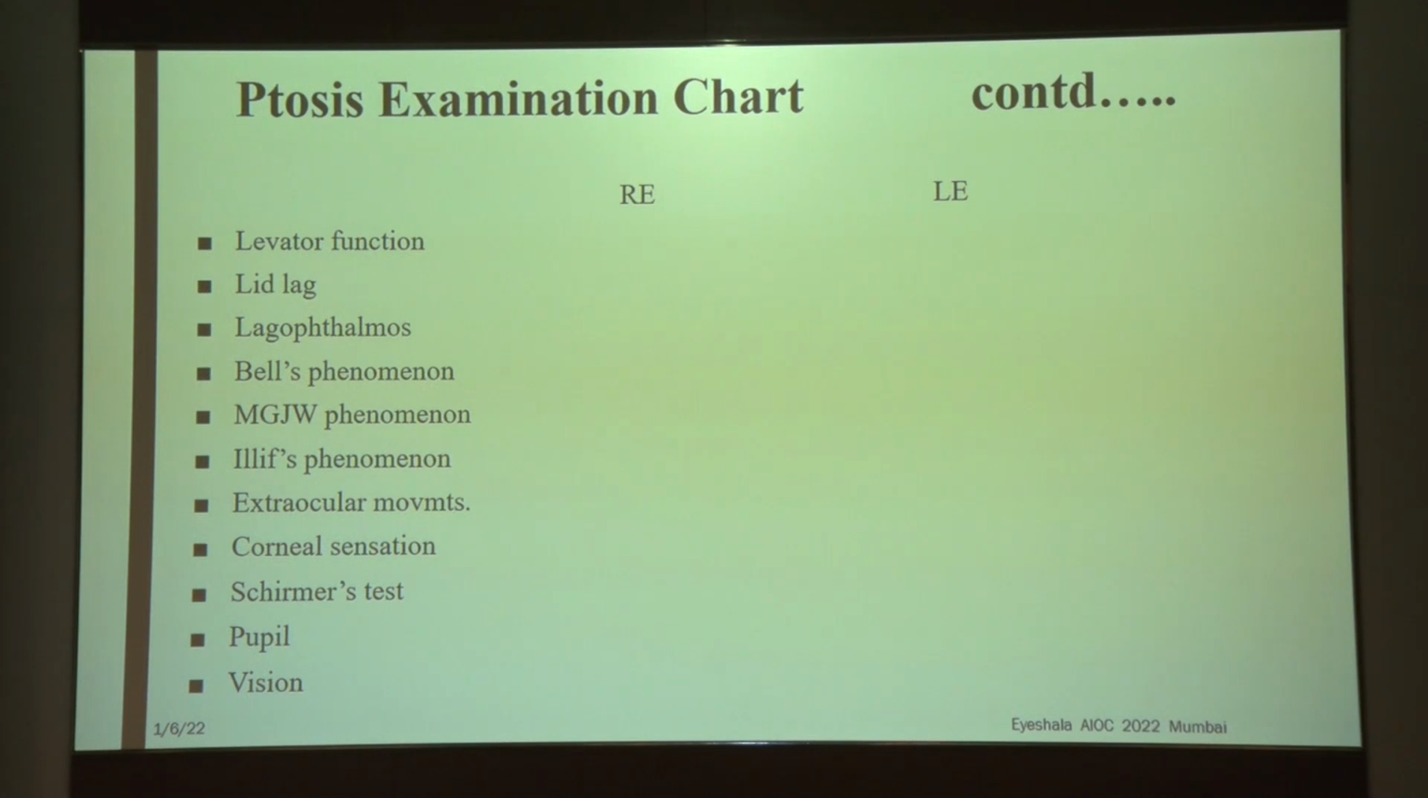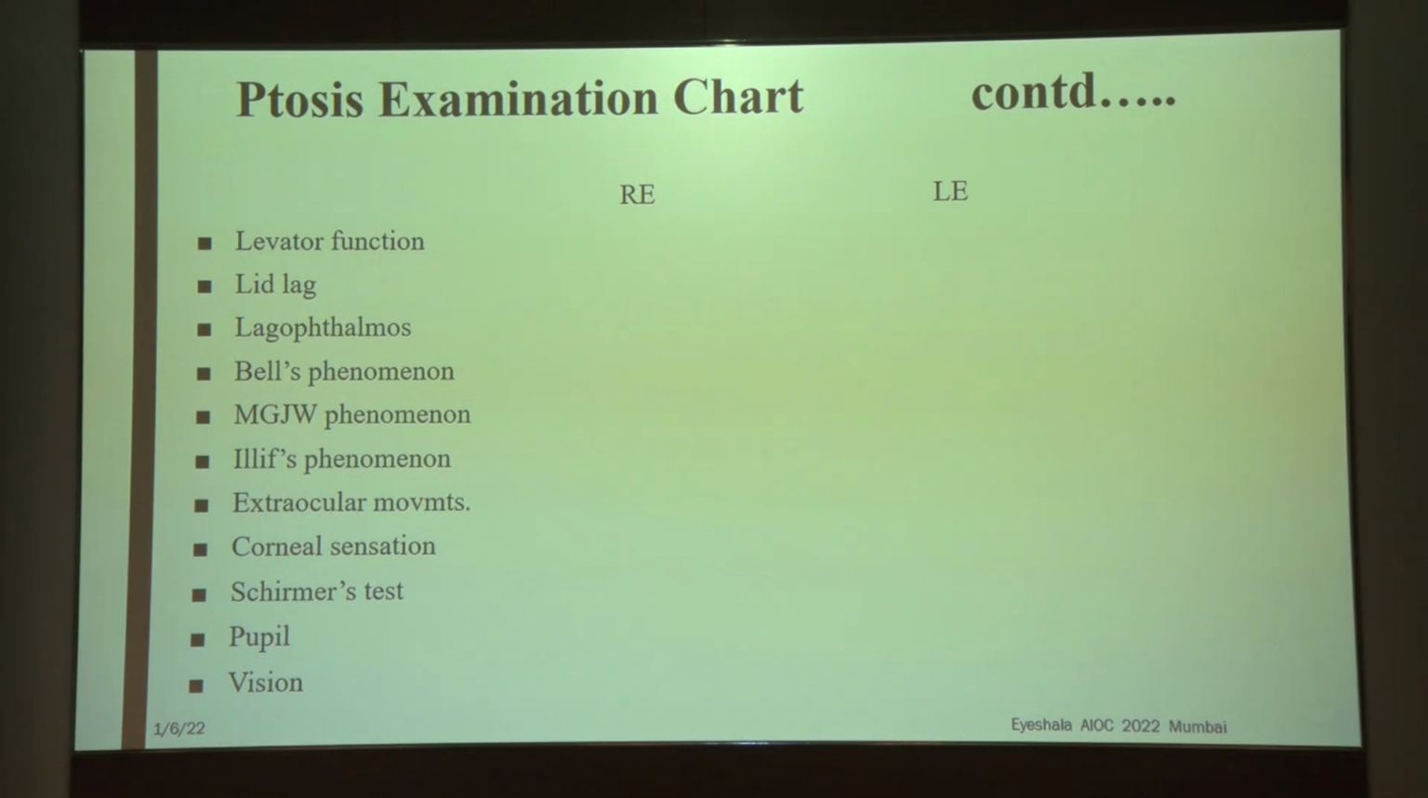Lid lag, a very common feature in congenital ptosis but absent in acquired ptosis. Lid lag is that when you look down, the lid does not follow the globe because it is dystrophic LPS that is there in congenital ptosis. Lagophthalmos, because your surgery is going to lead to some amount of lagophthalmos. So any pre-existing lagophthalmos should definitely be noted, because that's going to increase and you should be aware of that. Bell's phenomenon, Marcus Gunn jaw winking and the epinephrine test.